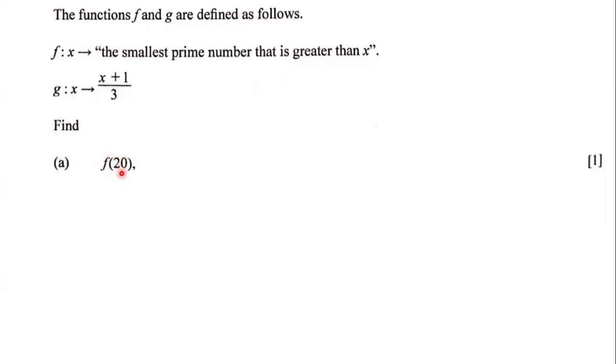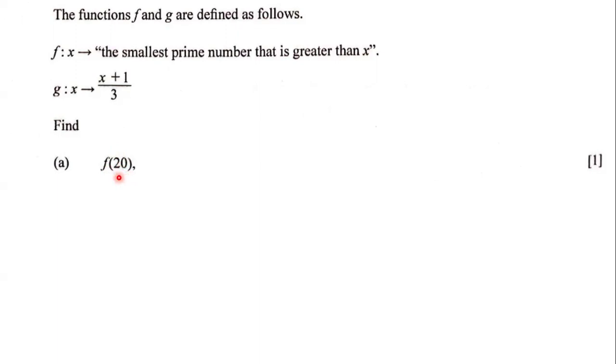And so we have f of 20. What this is basically telling us is that the answer to f of 20 is going to be the smallest prime number that is greater than x. What is x? x is 20. So it's going to be the smallest prime number that is greater than 20. So f of 20 is saying, I want you to find the smallest prime number that is greater than 20, and that would be the answer to f of 20.